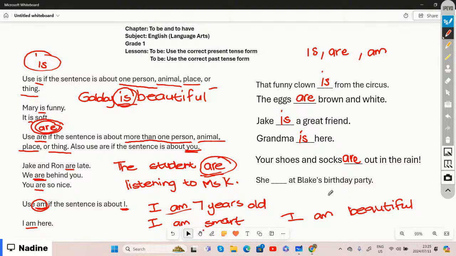So well done. So the last one, it says she, referring to one person. Do we say she is at Blake's birthday party? Do we say she are at Blake's birthday party? Or do we say she am at Blake's birthday party? Which one is correct?